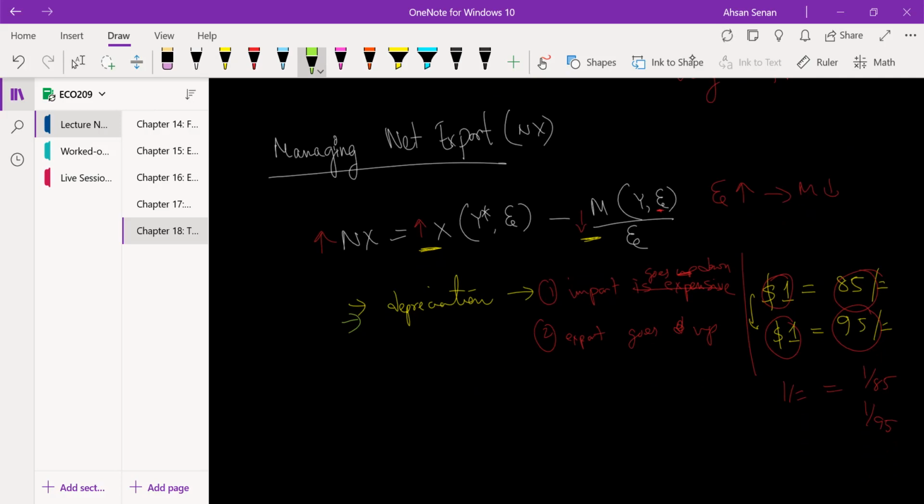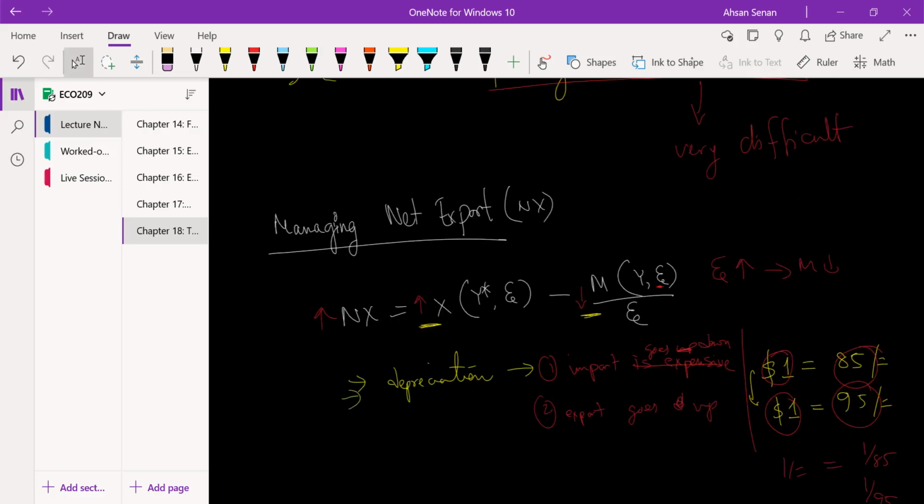Okay. So now we're not going to talk about how a government can cause depreciation or appreciation, how we can change the value of our currency. We will do that in the next chapter. But suppose the government has ways of making this happen. Okay, government has a way of creating depreciation. And when they do that, let me clear up this a little bit.